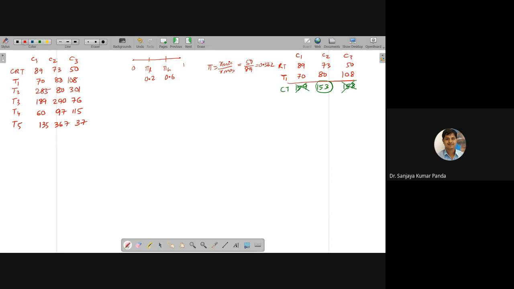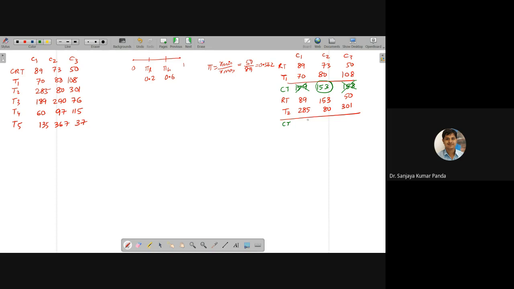Now, if you calculate ready time, we have not assigned any task to C1, so it is 89. C2, it is assigned, it is 153. C3 case, it is 50. Right? Now, if you go for T2, T2 takes 285, 80, 301. So, if you calculate the completion time, you can see here.